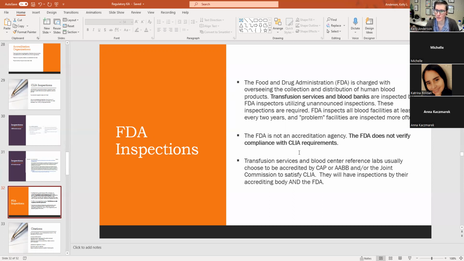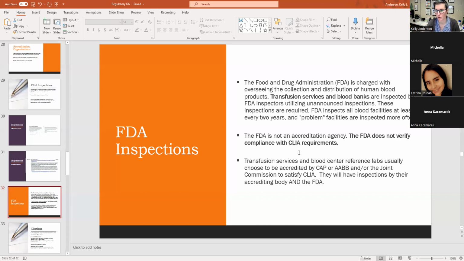So FDA inspects all blood facilities at least every 2 years. And if you're a known problem facility, you'll be inspected more often, which should reassure you in case you ever need blood. The FDA does take blood very seriously. The FDA is not an accreditation agency. They do not verify compliance with CLIA.